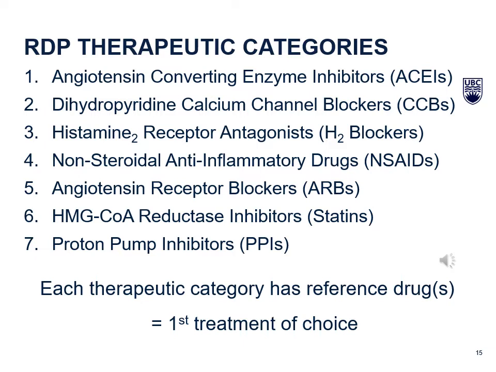Within each of these RDP therapeutic categories, PharmaCare has designated a reference drug. The reference drug is usually the least expensive of the drugs within each therapeutic category, and they work just as well as the other drugs within the category. According to PharmaCare's Therapeutics Committee, these reference drugs should be considered as the first treatment of choice.